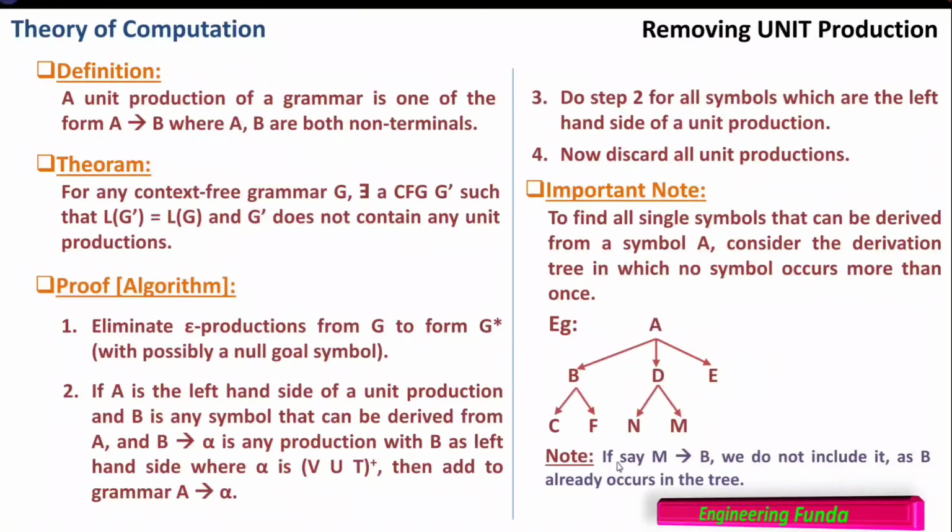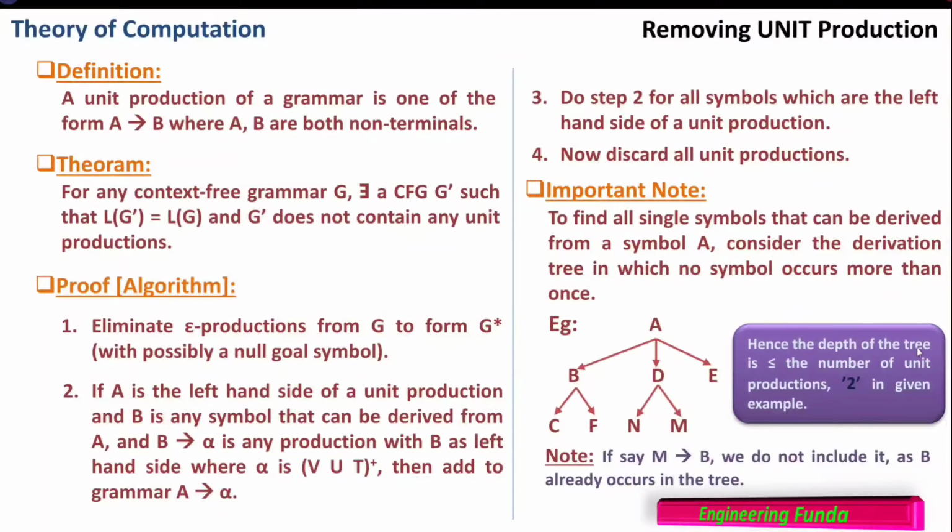Now, if this grammar contains a production of the form M tends to B, we do not include it as B already occurs in the tree. Since it is a derivation tree, we know that all the non-terminals should occur only once. So if there is another production M tends to B in the grammar, then we can say that M derives B, but B is not added again because B is already there in the tree.